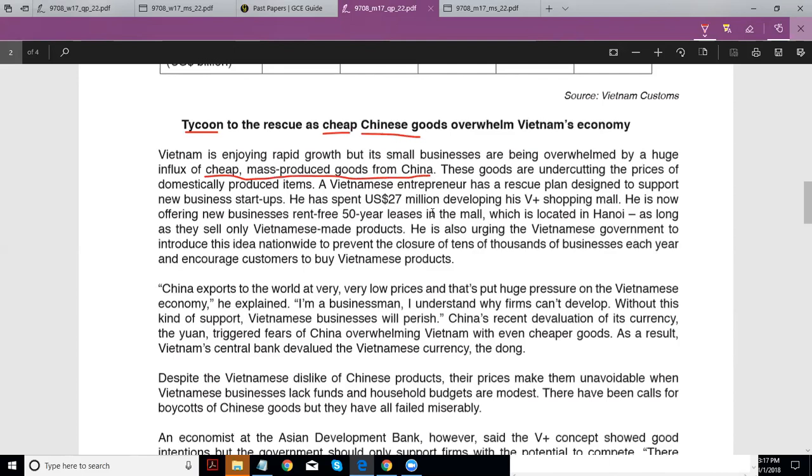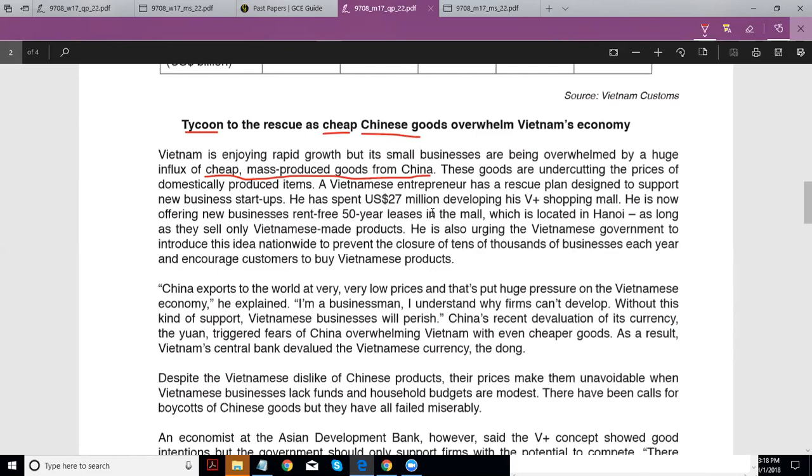Now, the reasons for these cheap goods could be many. It could be because China is actually very efficient. It could be because the Chinese government is providing subsidies to the export industry, which, by the way, is illegal in the real world. And the most likely option is that China has devalued its yuan, which it did do for decades, basically. So these are the 3 ways it could do so, but let's continue. These goods are undercutting the prices of domestically produced items.